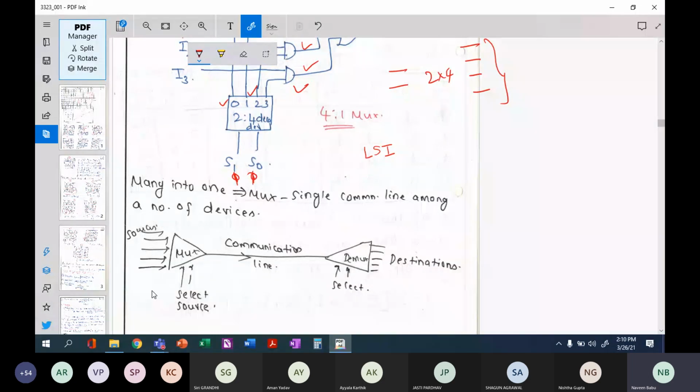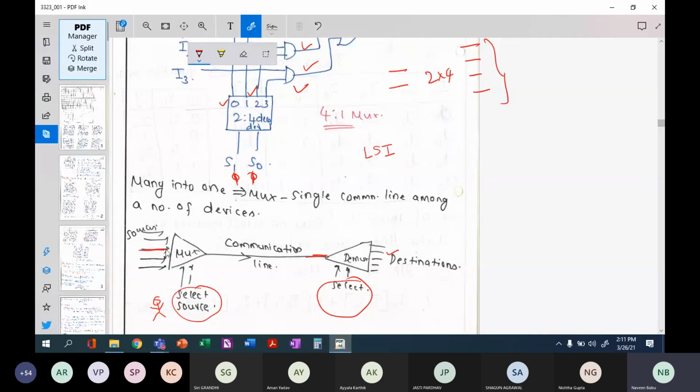So you have multiple n number of sources here and one output here, and to select the source, I said that this is the trunk call person who sits at the trunk office. Here also the select signal will decide the line to be connected to which destination.